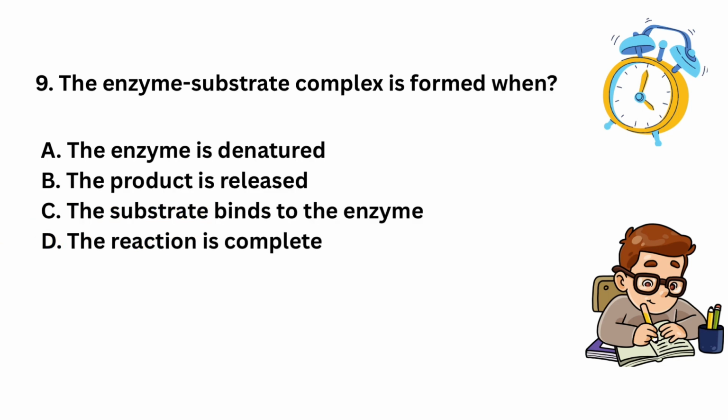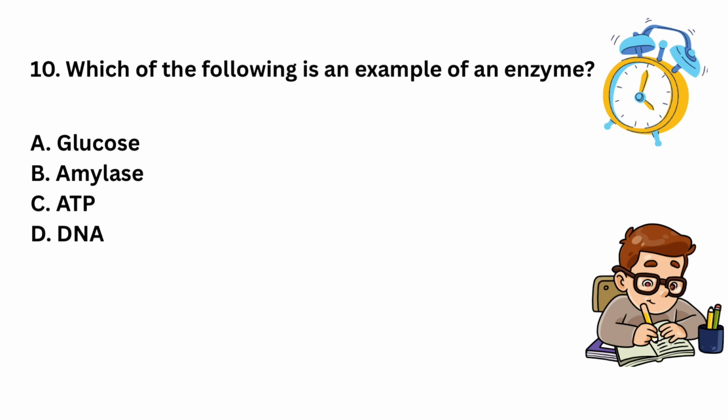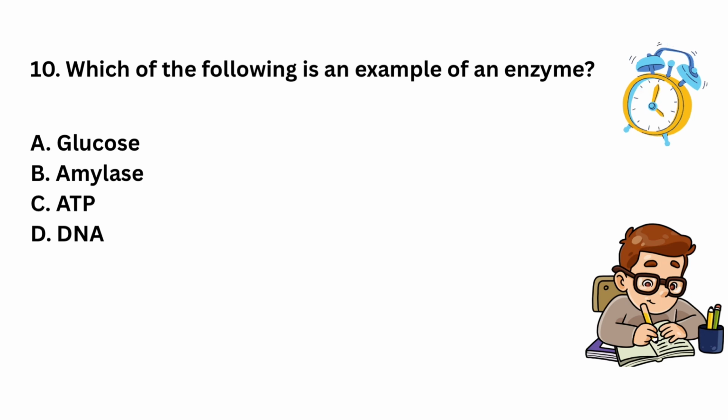Question number 9 says, the enzyme substrate complex is formed when. The option is C, when the substrate binds to the enzyme. Question number 10 asks, which of the following is an example of an enzyme? The answer is B, amylase.